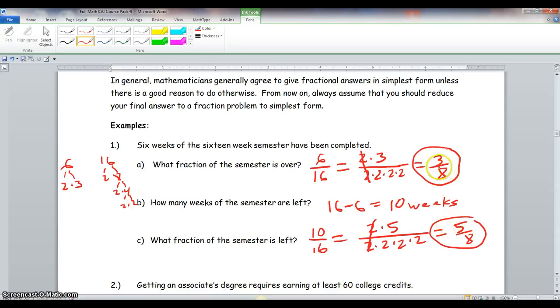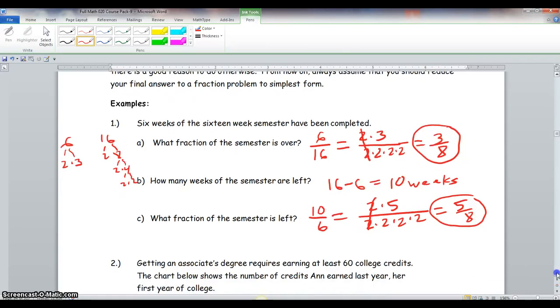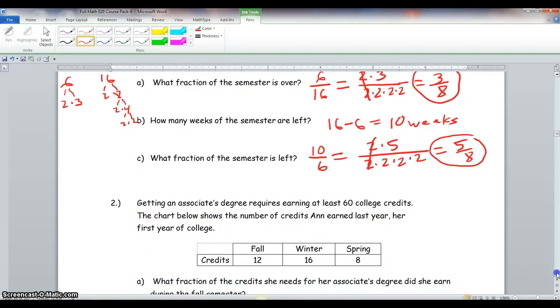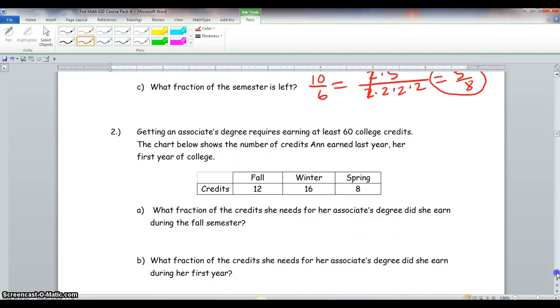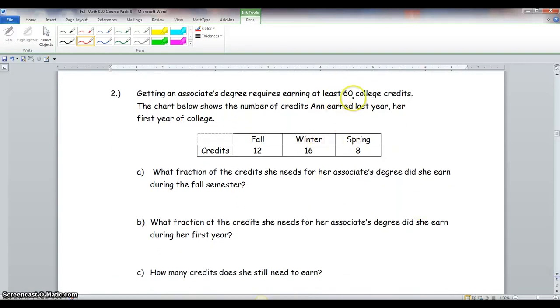Now just take a quick moment here. If you notice, you have 3/8 and we have 5/8 here, and we're done with number 1. Now we go down here to number 2. It says getting an associate's degree requires earning at least 60 college credits. The chart below shows the number of credits Anne earned last year, her first year of college.